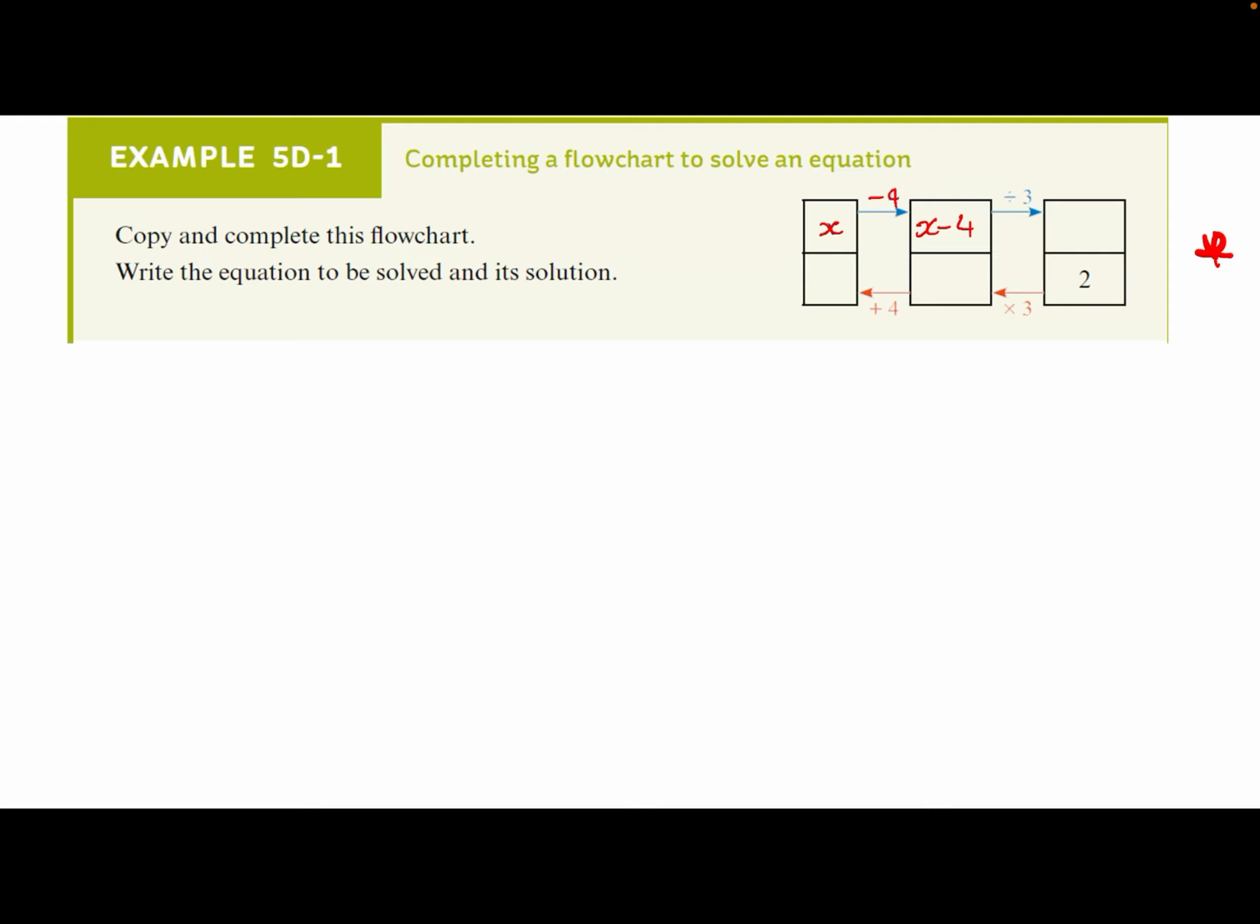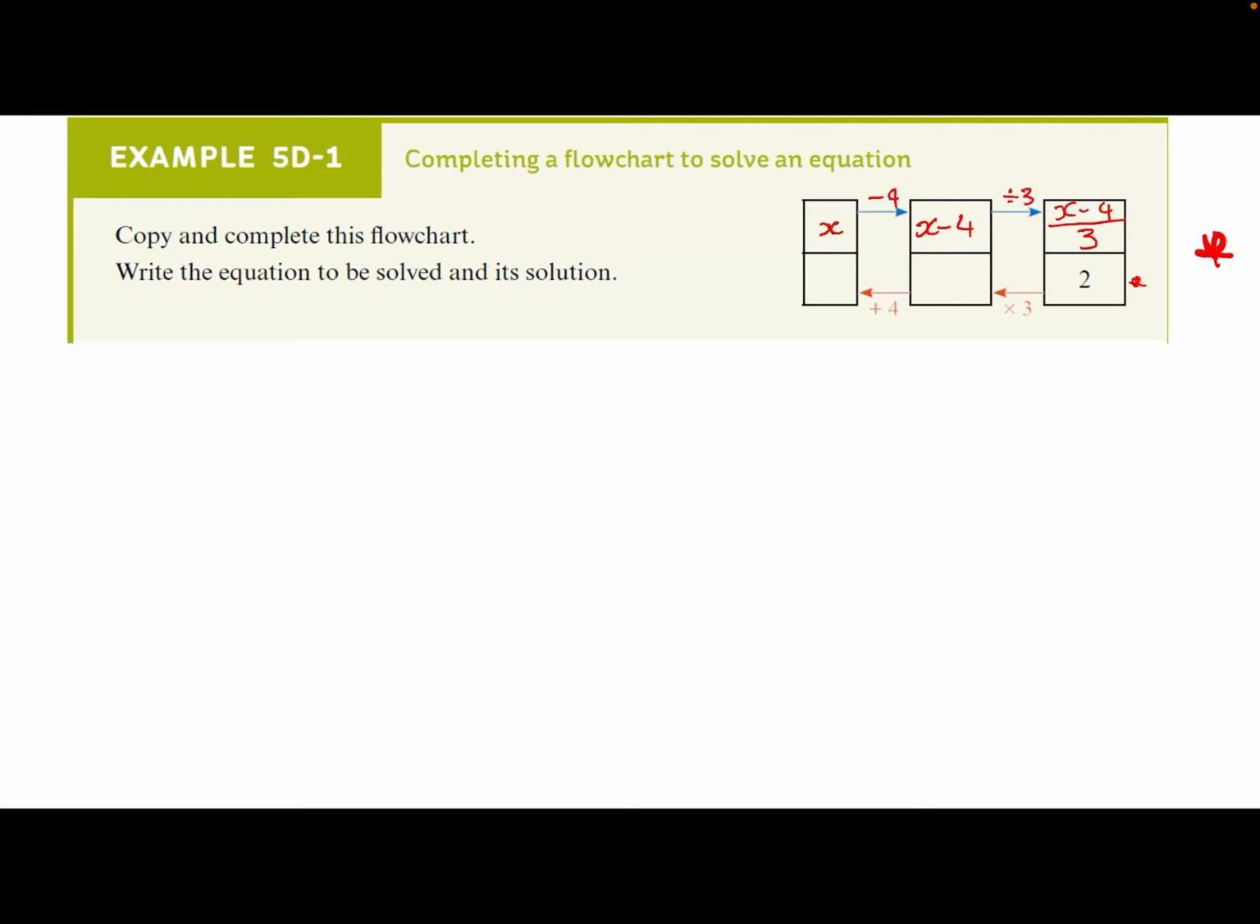Then we need to do x minus 4 divided by 3. So at the moment we're just building the expression. We're not solving anything yet. And what this flowchart is telling us is that x minus 4 over 3 equals 2, because the 2 is underneath here. Then what we do is go backwards.